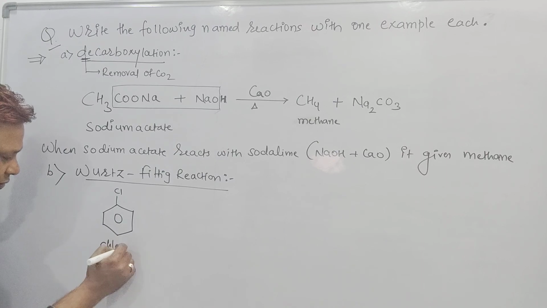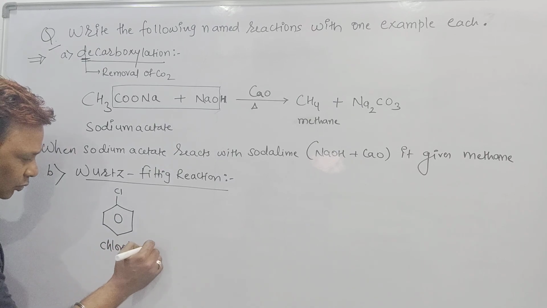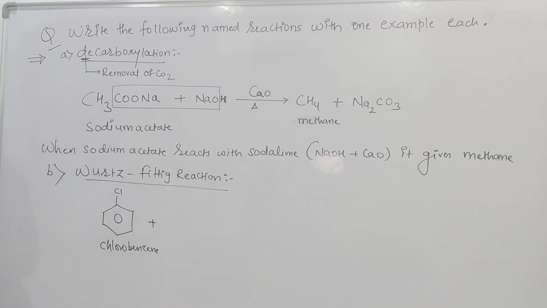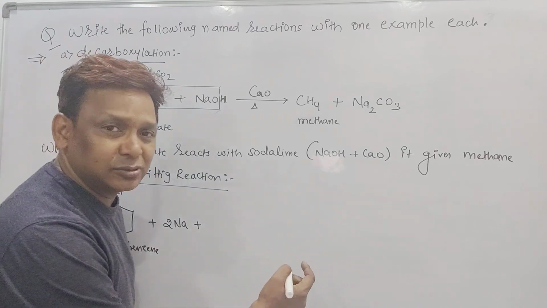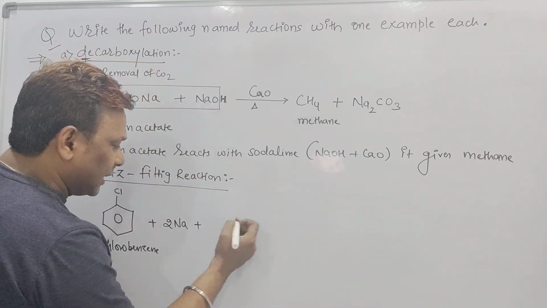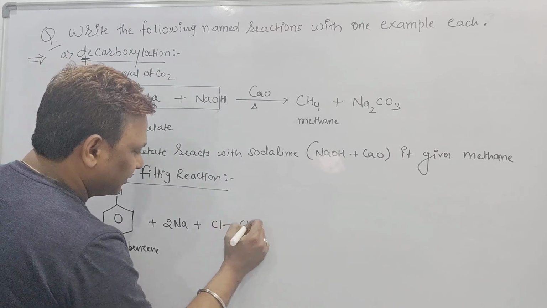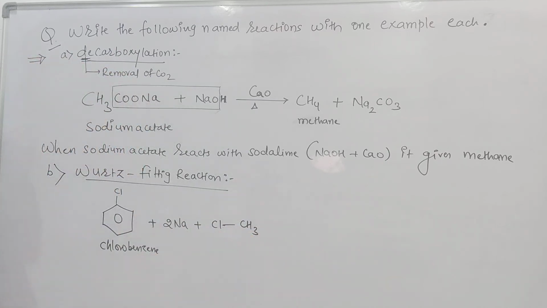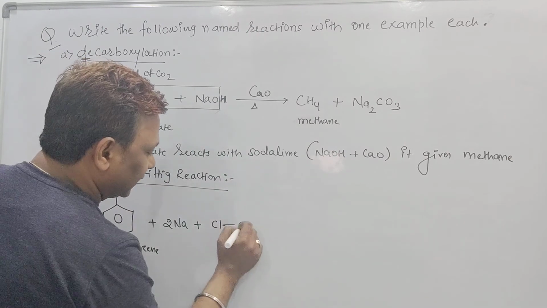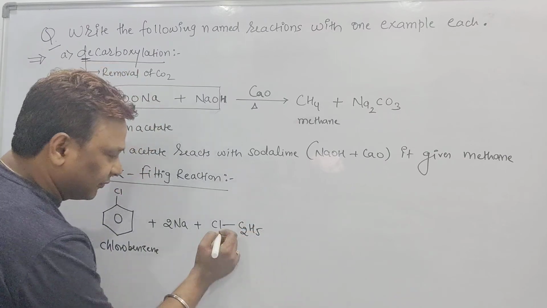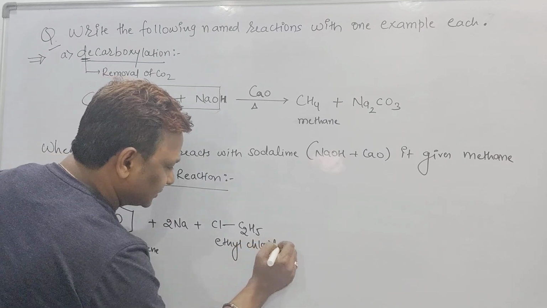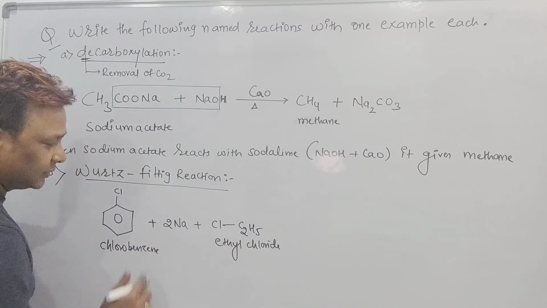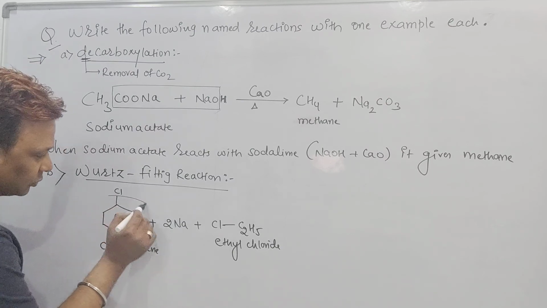Chlorobenzene reacts with sodium metal, that is 2Na, and on the other side we should take an alkyl halide. What is an alkyl halide? RX. Make it CH3Cl or C2H5Cl. C2H5Cl is called ethyl chloride. This is ethyl chloride, this is chlorobenzene, and these two Na will take out the chlorine. See here?